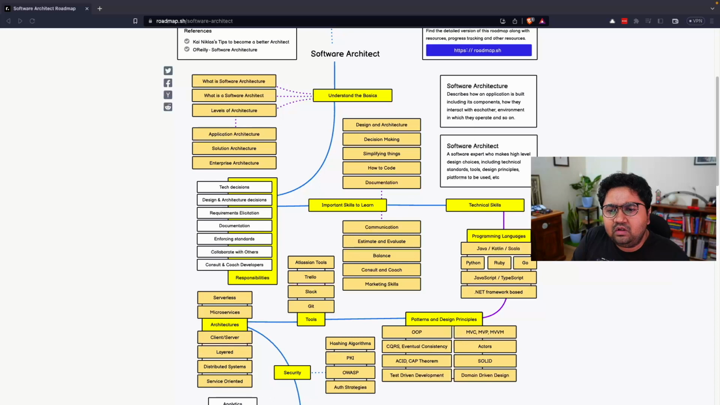How to code is a very, very debatable skill. I think there's two sides. Some people believe architects should not code. Some people believe architects should code. I am of the latter belief. I believe they should code, or they should in the very least have the ability to debug.